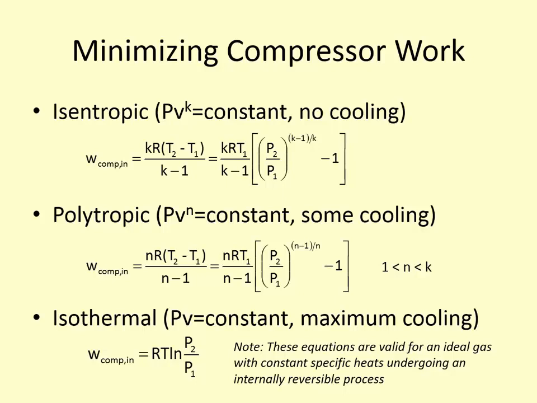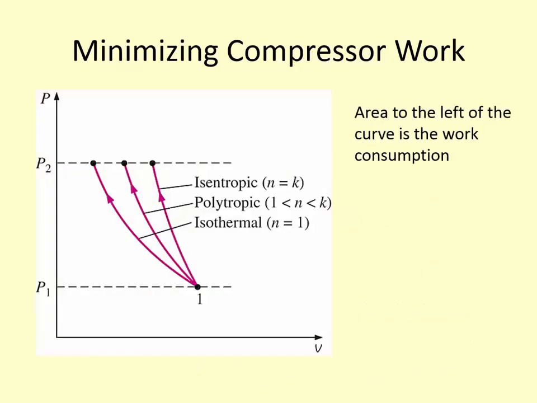So note again that these equations are all valid for ideal gases, constant specific heat. The first one is an isentropic process. The second one is where we have some cooling involved. And then the third is an isothermal process. So you cannot apply any random equation to any process. You have to know what your process is, what your working fluid is, and whether or not specific heat can be approximated as constant.